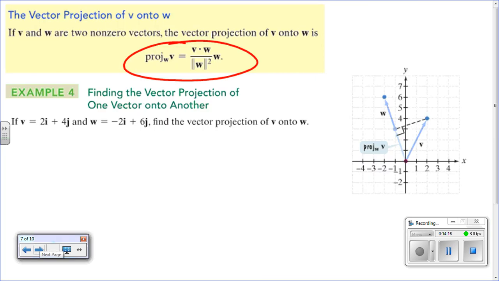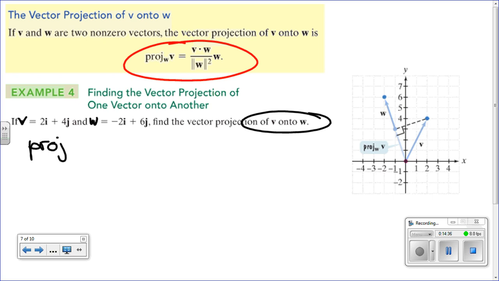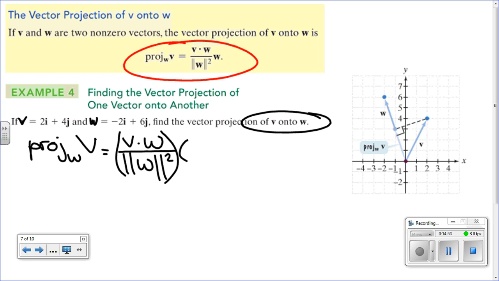So it says here, find the vector projection of one vector onto another. We have two vectors here, V and W, and we want to find this one. What it means is that they want me to find the projection of V onto W. That's the subscript. The formula is the dot product of V and W divided by the magnitude squared of W, and then we multiply times vector W.